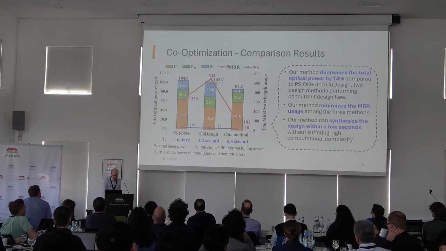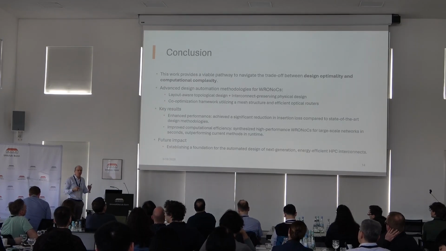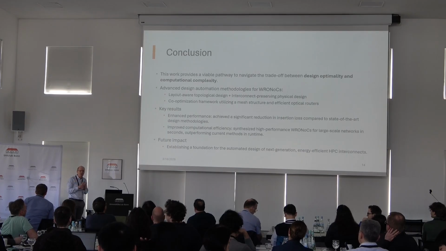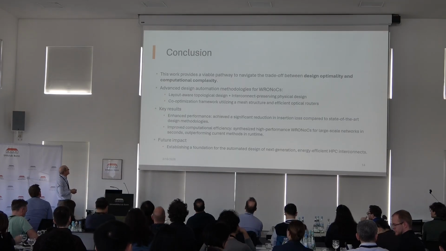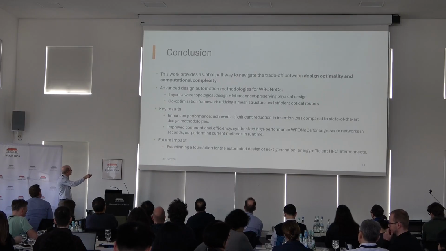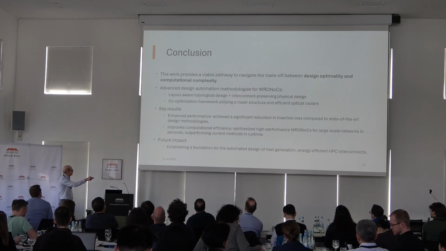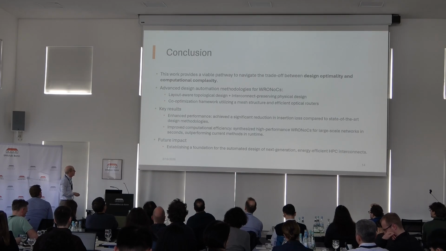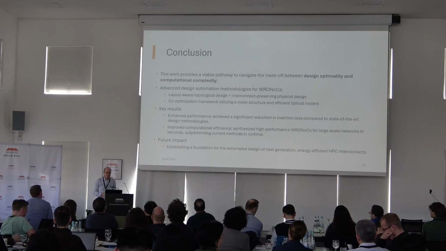I hope that I have managed to give you a little bit of an idea of what the fundamental challenges in using optical networks on chip are, and two recent approaches how to address them: by being layout aware in the topological design, and then being interconnect preserving in the physical design, and then secondly a co-optimization framework which utilizes the mesh structure and efficient optical routers.